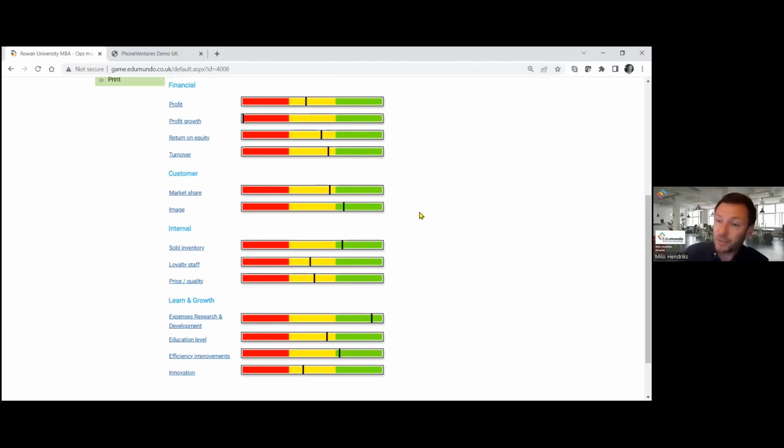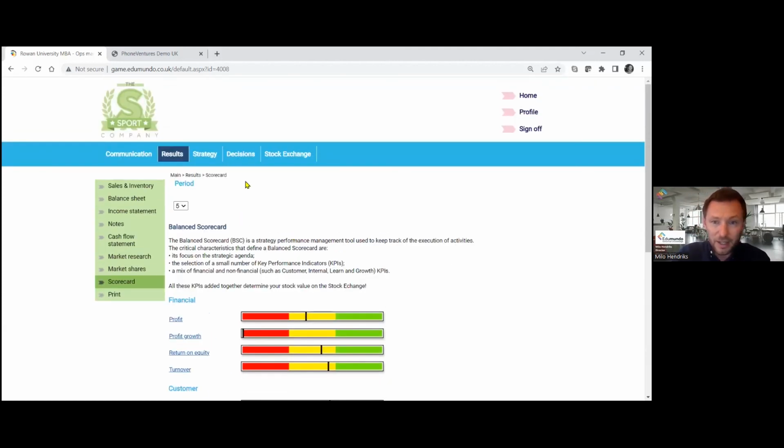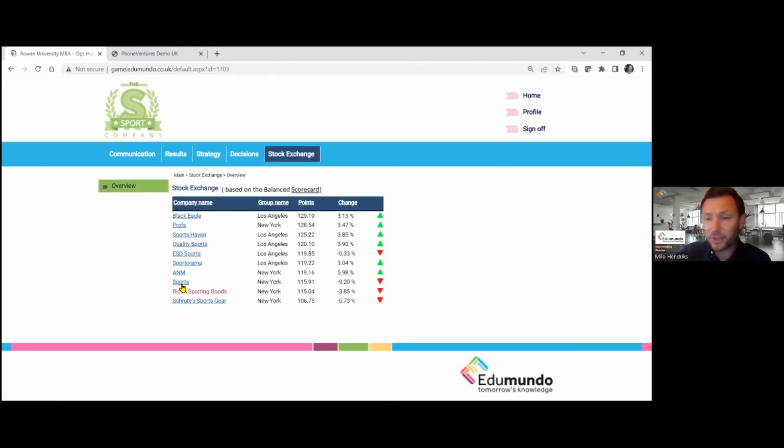So at the start of the round, we always advise them to first go to the balanced scorecard, because that gives you a really good indicator of what goes well or what goes wrong within your company, and why you are on the top or at the bottom of the leaderboard. Having said that, the leaderboard is called the stock exchange, where you find all your competitors, their market names, the points they've gained, and the change compared to the previous round.